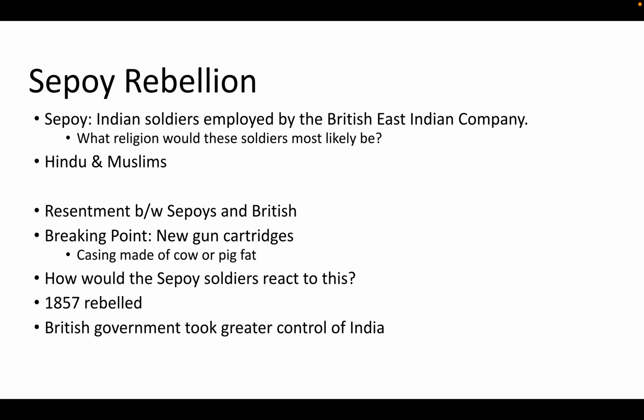This was seen as cultural ignorance, and it leads in 1857 to a rebellion. These Sepoy soldiers, these British East India Company employed Indian soldiers, rebel against the British East India Company, which causes the British to take greater control of India as a result in 1858.